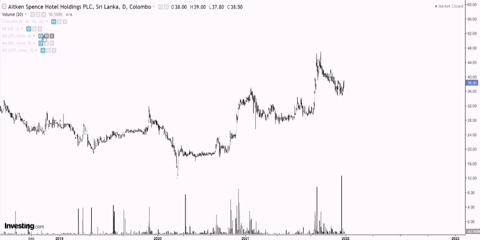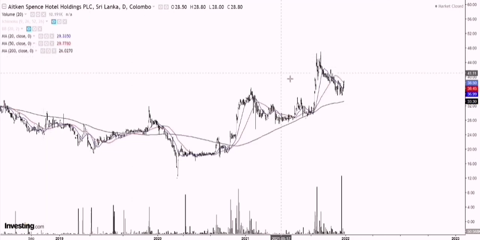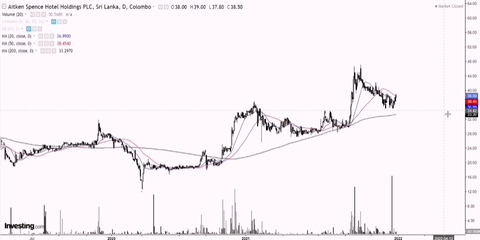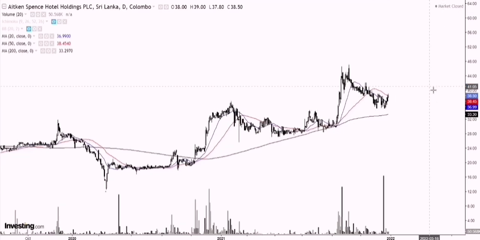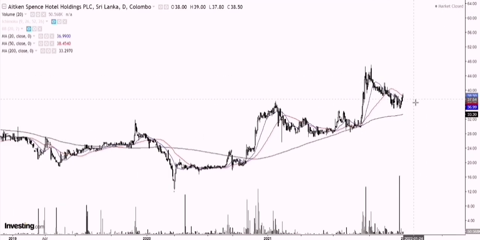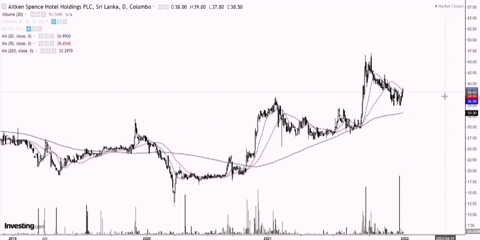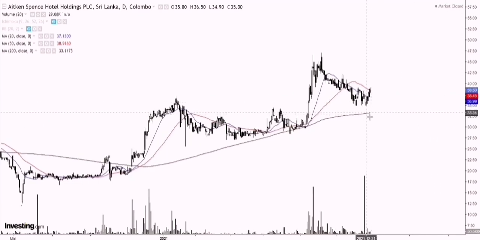Let's quickly look at the moving averages. So we have the 20, 50 and 200 day. For those of you who don't know, the 20 shows the short term trend, the 50 shows the medium term trend, and the 200 day shows the long term trend. So as of now, we can clearly see that the 200 day moving average is sloping up and prices are above it. So we are in a primary bull market.